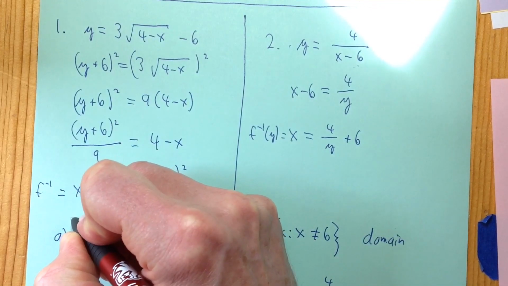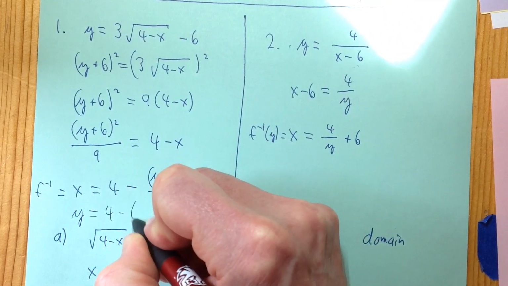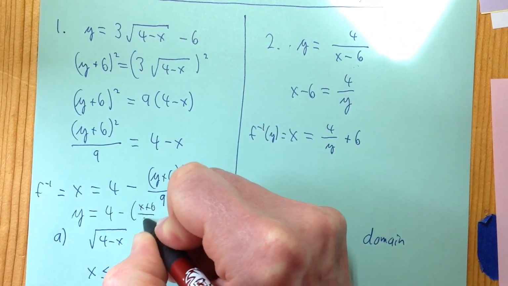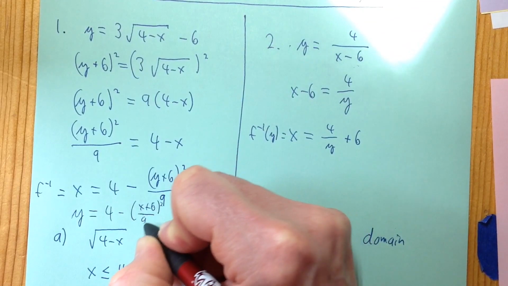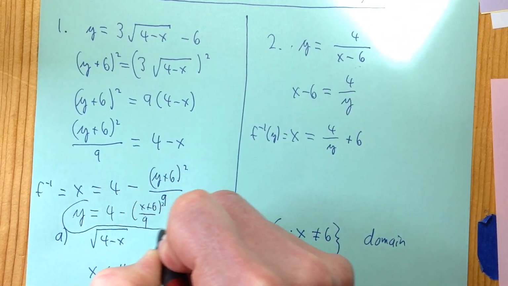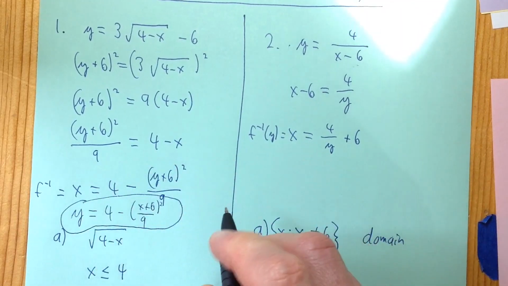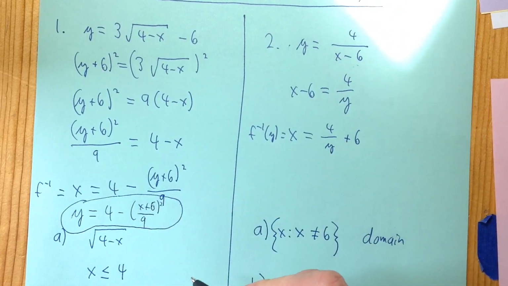So I should say, okay, finally y is equal to 4 minus x plus 6 divided by 9. That's the x plus 6 squared divided by 9. And that would be your answer, because normally we want a function of x, not a function of y. Okay, so it's a gray area, but it's probably best to do that.